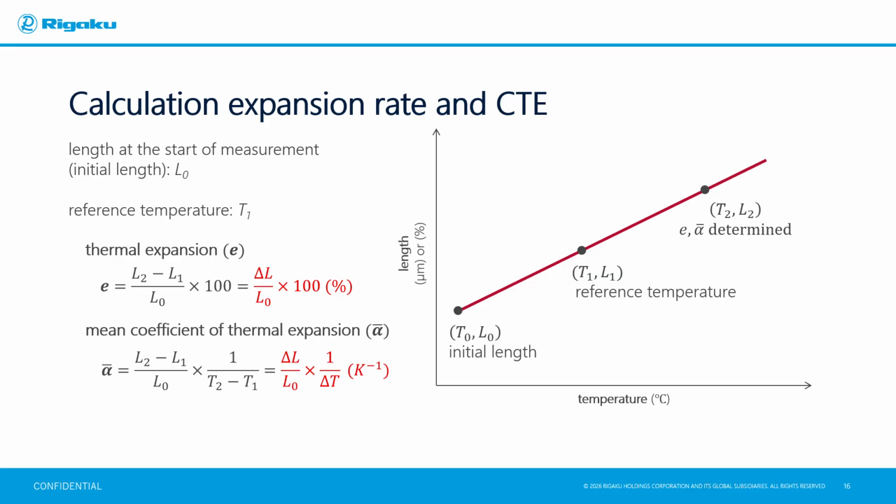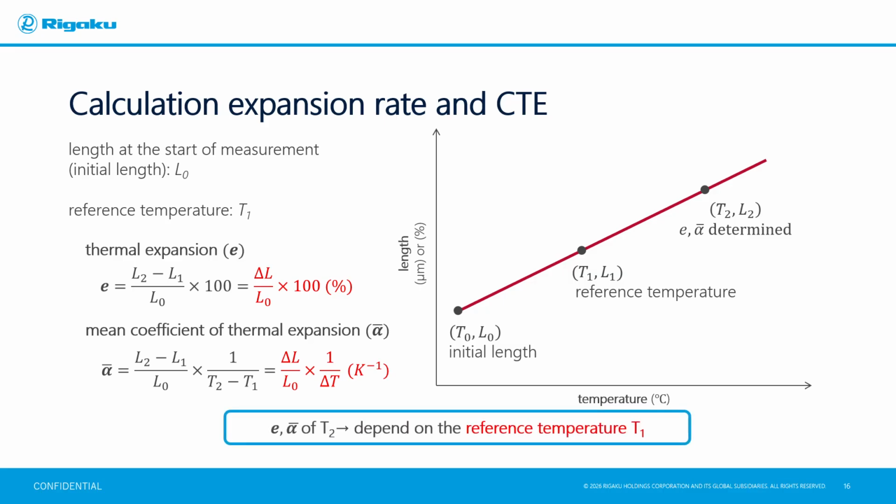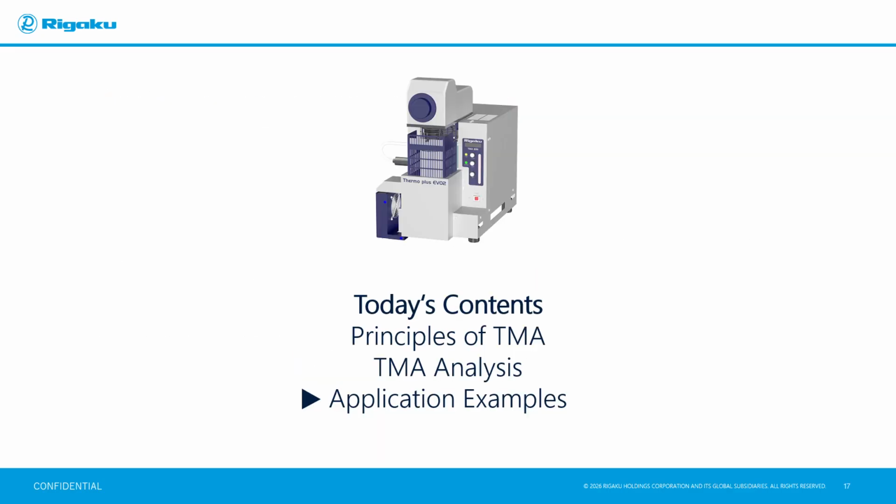CTE is equal to the expansion rate before converting to percentage divided by the temperature difference T2 minus T1. Note that the thermal expansion rate and CTE change their calculated value at T2 depending on the reference temperature T1. Now, let's take a look at some examples of TMA applications in the following slide.